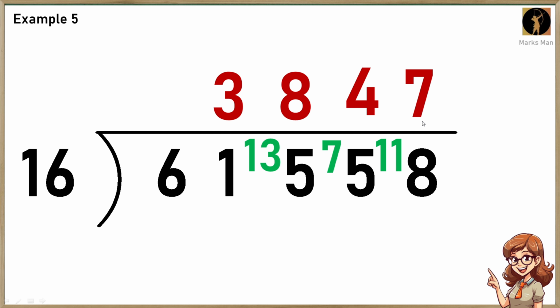And 7 times 16, that is 112. And if you subtract that from 118, the answer is 6. Since we don't have any number on the right of number 8, the number 6 becomes the remainder. So that means 61,558 divided by 16 is equal to 3,847, remainder 6. I hope that's clear.